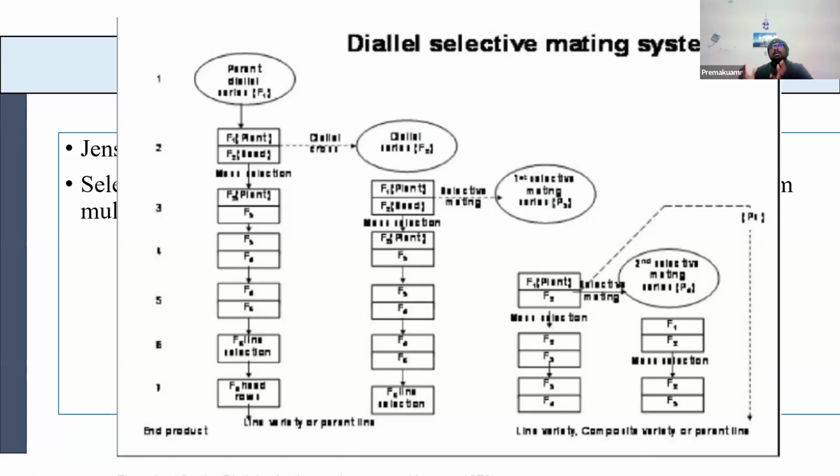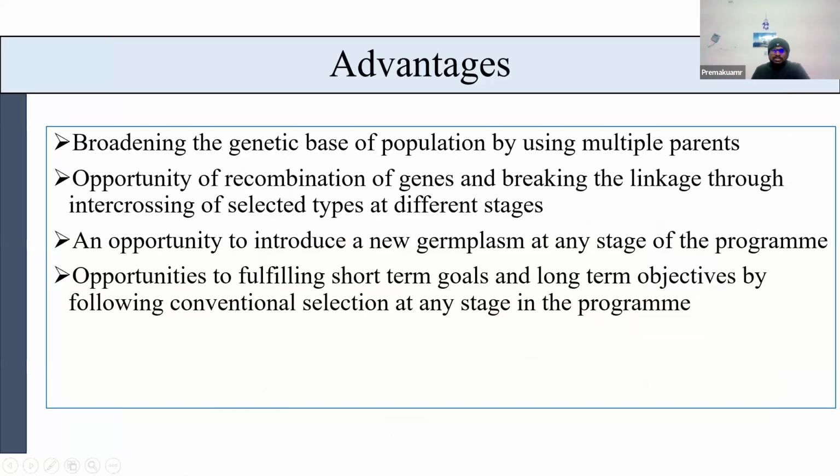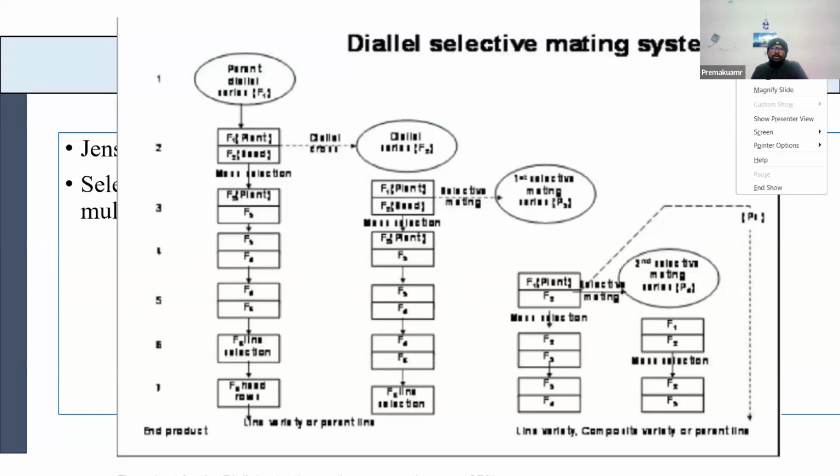Okay, this is what diallel selective mating means. You make diallel crosses, then you select, then again you make diallel crosses, then you select. It means you are doing two jobs. Okay, understood? What is the diallel mating scheme? It was given by Jensen. Many times it is asked in the exam. Please remember who gave it.